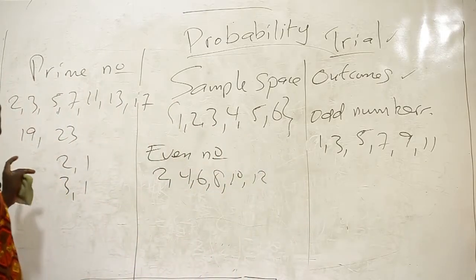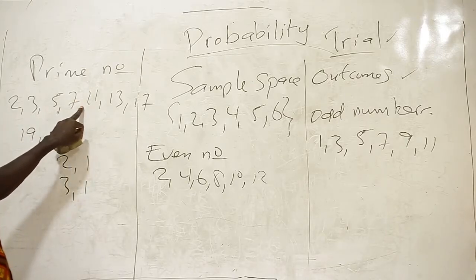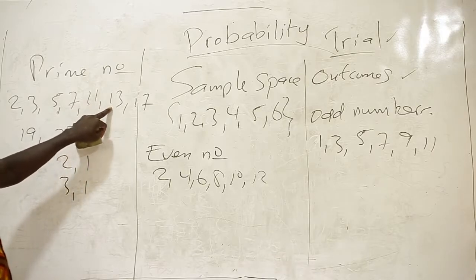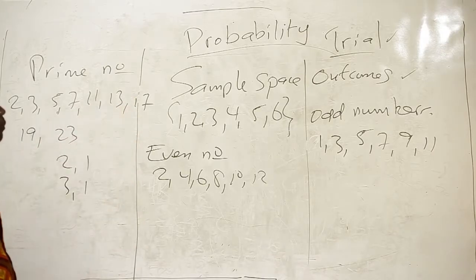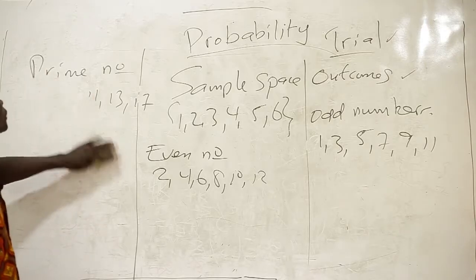So fundamentally, let me give you these few: 2, 3, 5, 7, 11. I omitted 9 because 9 is not a prime number. 13, 17. I didn't write 15 because 15 is not a prime number, because it has more than 2 factors.